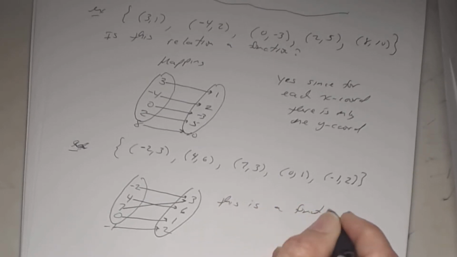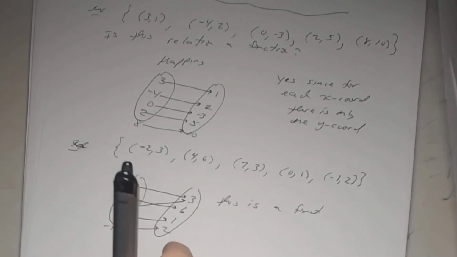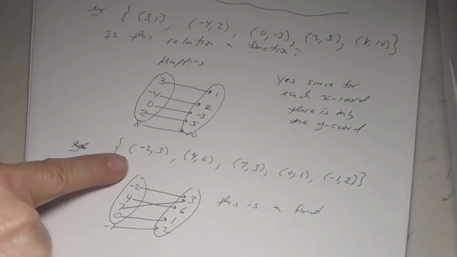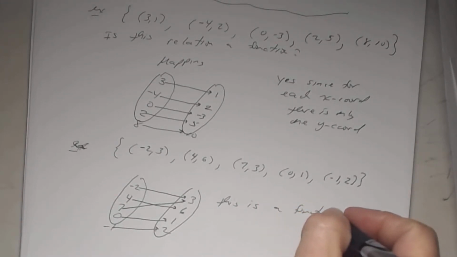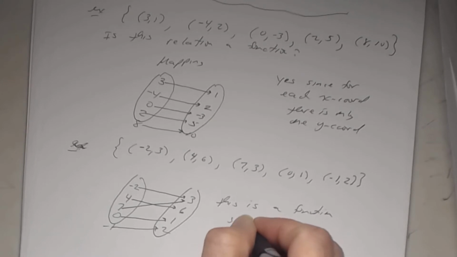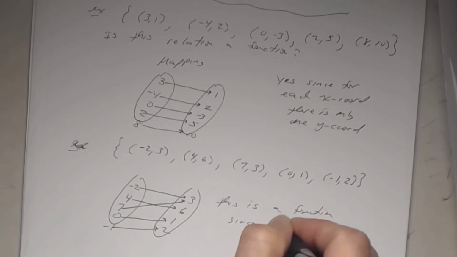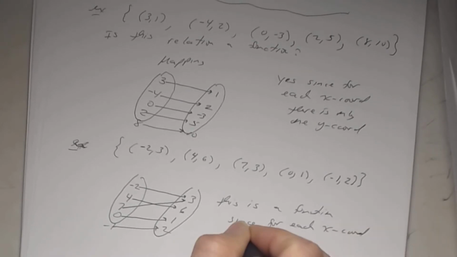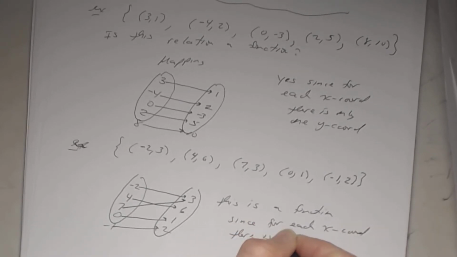So remember, it's okay to have the same y coordinates as long as the x coordinates are different. This is a function since for each x coordinate there is only one y coordinate.